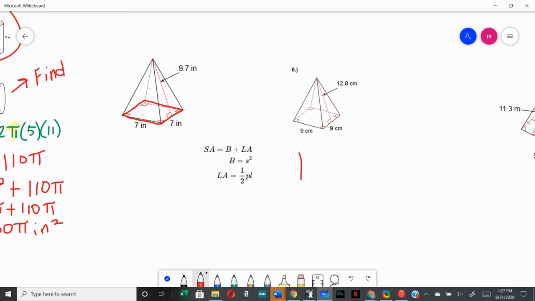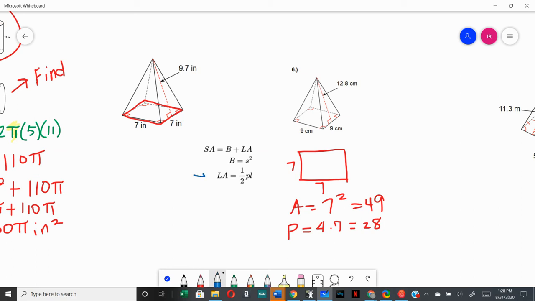So the base here is a square. The square has sides of 7. So I need to know 2 things. I need to know the area of that square, which will be side squared, which is 49. I need to know the perimeter of that base, which has sides of 7. It's a square. So 4 times 7 is 28. So I got all my parts I need to know about my base. Now I can start doing my calculations.